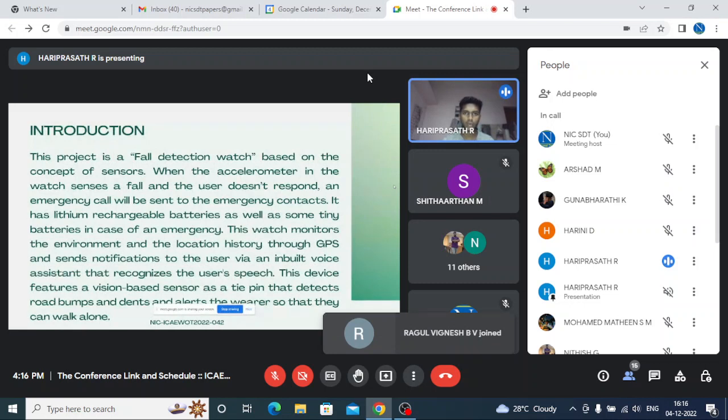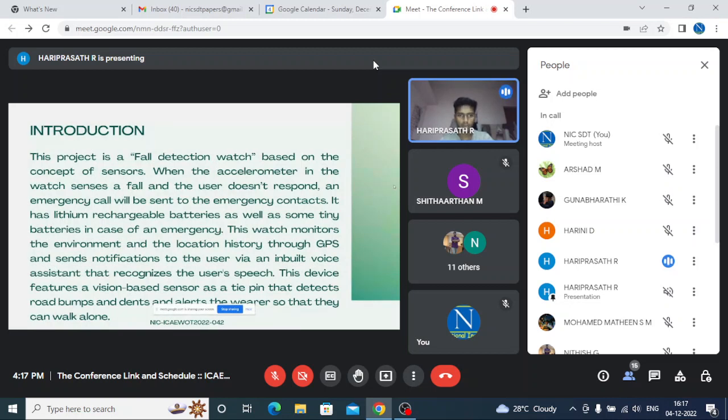Introduction. This project is a fall detection watch based on the concept of sensors. It's a wearable one on the wrist. The watch contains two sensors, namely an accelerometer and a sensor to measure the body temperature. The accelerometer senses a fall, and if the user doesn't respond, an emergency call will be sent to the emergency contacts. It has lithium rechargeable batteries as well as some tiny batteries in case of an emergency.